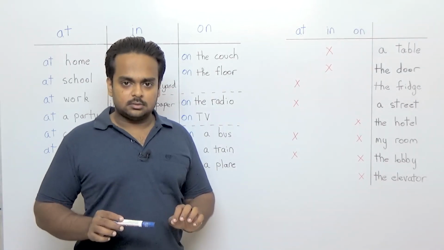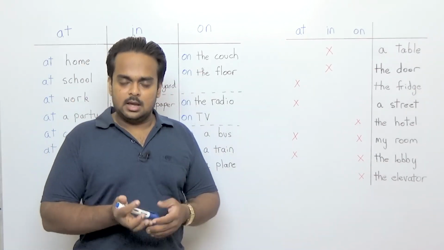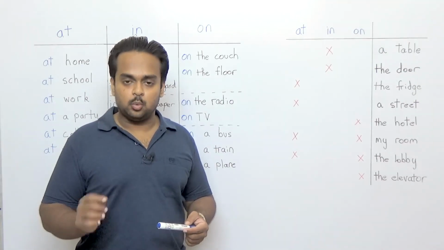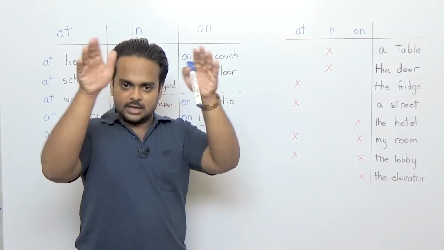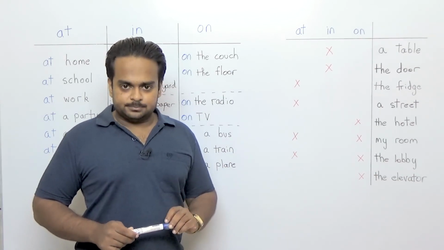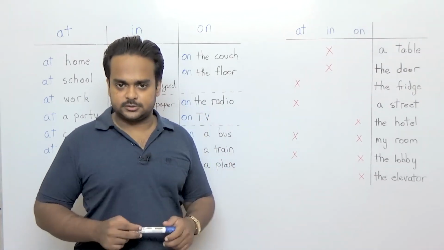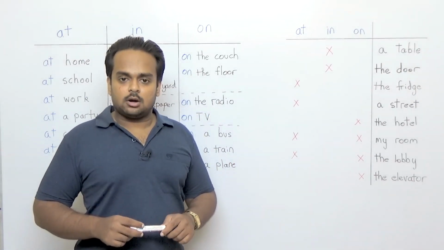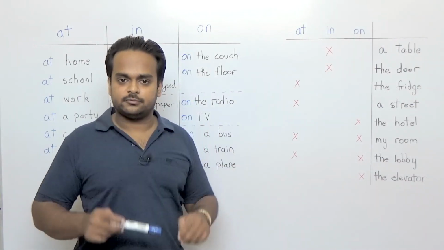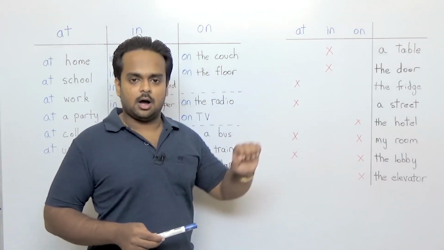The word in says that a thing is inside of something bigger. Like, for example, I put some coins in a box. So we know that the coins are inside of a box. The word on says that a thing is on top of something else. For example, there are 3 books on the table. So the books are on top of the table. That's the difference between the words at, in, and on.